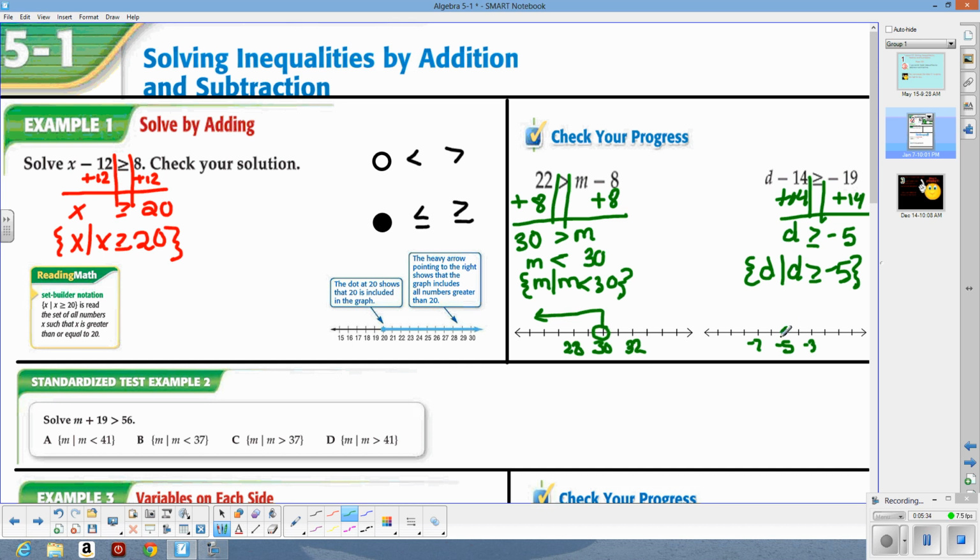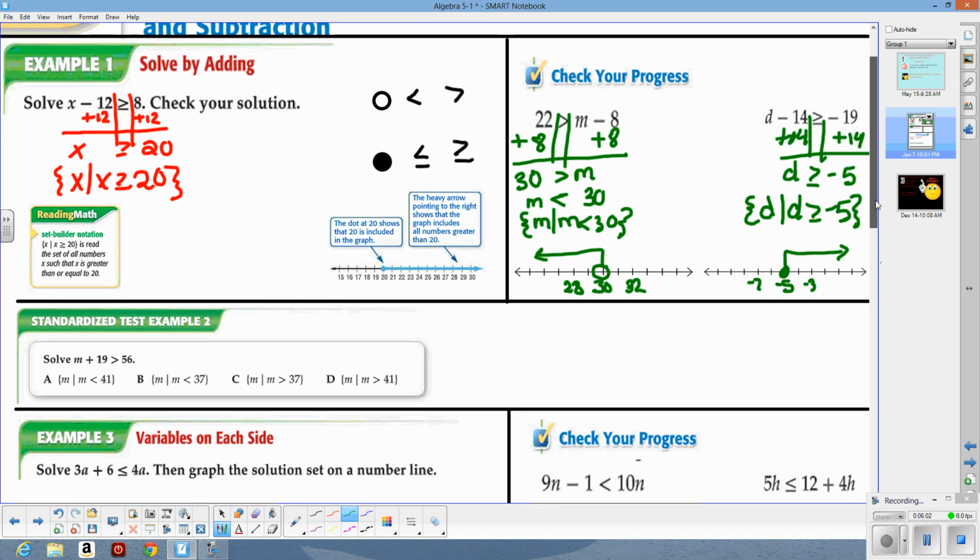So we put a circle on the -5 and we color it in because it can equal -5, and we want all the numbers greater than or equal to -5, so it goes to the right. One other thing to point out here is that as long as you have your answer written with the variable on the left, the direction of your arrow is going to be the same direction that your inequality symbol is pointing. This one is pointing to the right, arrow goes to the right. This one is pointing to the left, the arrow goes to the left.